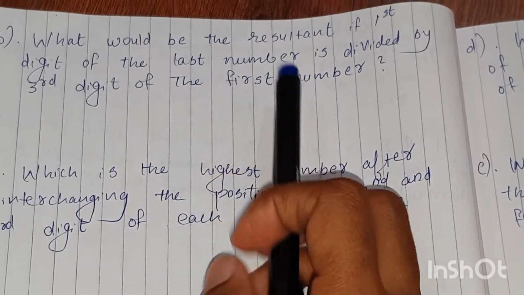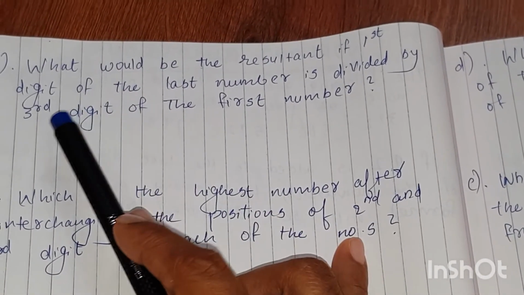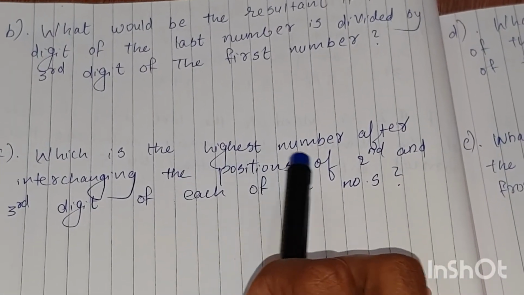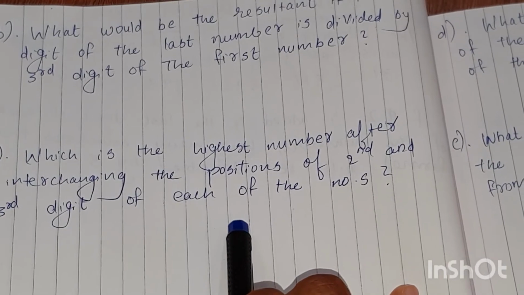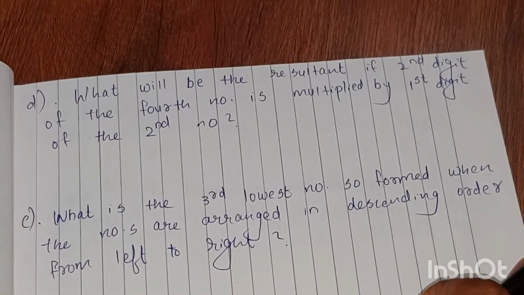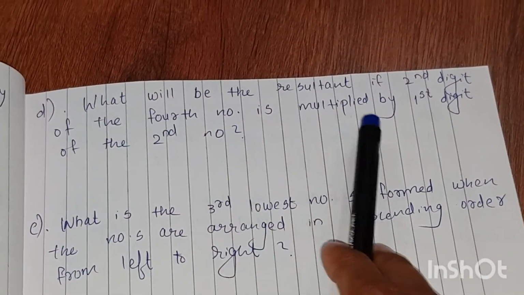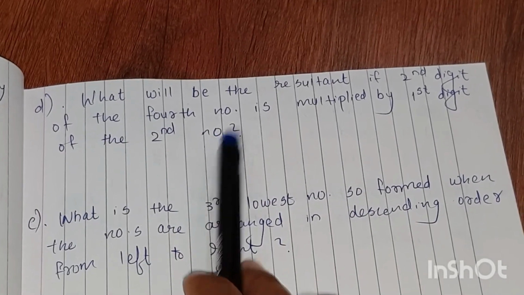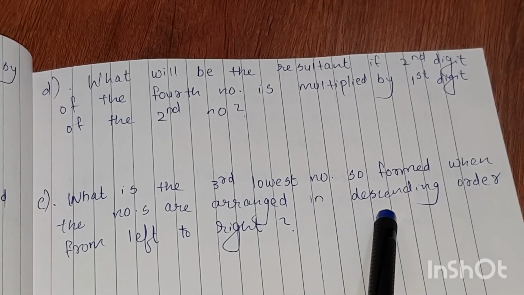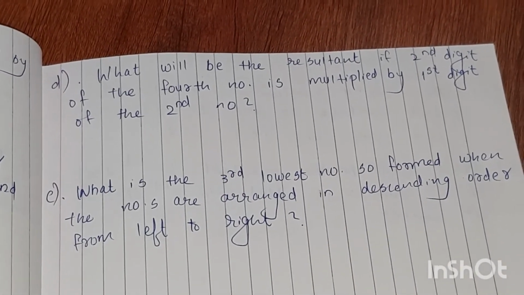Second question is, what would be the resultant if first digit of the last number is divided by third digit of the first number? Third question is, which is the highest number after interchanging the positions of second and third digit of each of the numbers? Fourth question is, what will be the resultant if second digit of the fourth number is multiplied by first digit of the second number? Fifth sub-question is, what is the third lowest number so formed when the numbers are arranged in descending order from left to right?